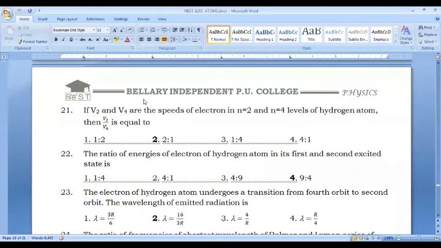Generally, speed and quantum number are always inversely proportional. The speed of the electron and the principal quantum number are inversely proportional. So we can write V2 by V4 is equal to N4 by N2. N4 means the fourth orbit by the second orbit. So the 2s are cancelled. Therefore V2 by V4 is equal to 2, nothing but 2:1, the correct answer. V2:V4 is equal to 2:1.